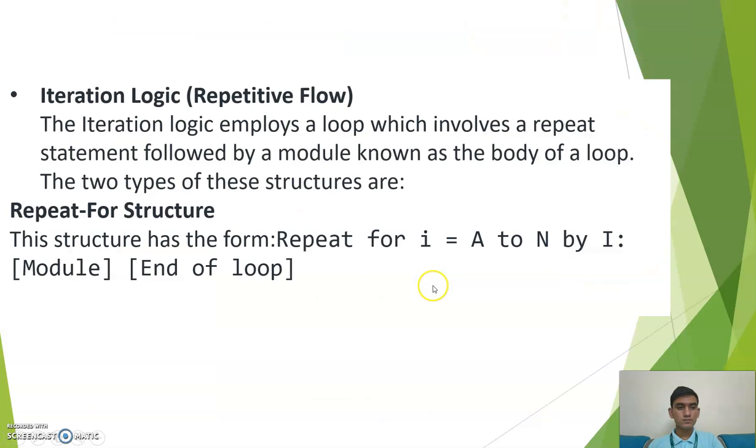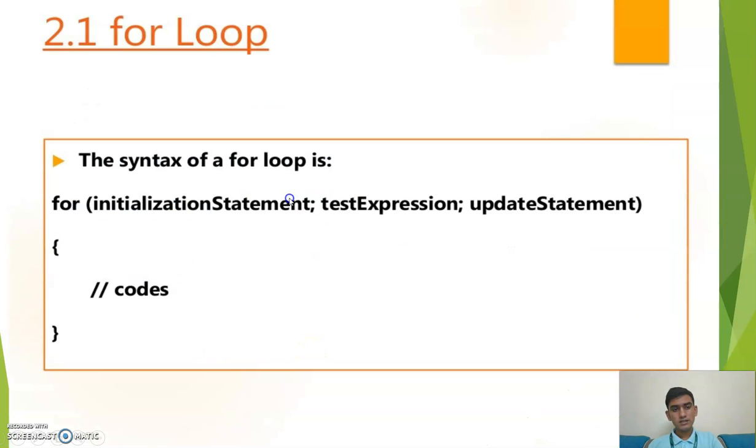Next is iteration logic, the repetitive flow. The iteration logic employs a loop, which involves a repeat statement followed by a module known as the body of the loop. In looping statements there are for loop, while loop, do while loop, and nested loop. We will see them in detail.